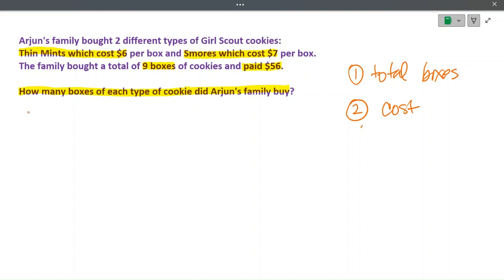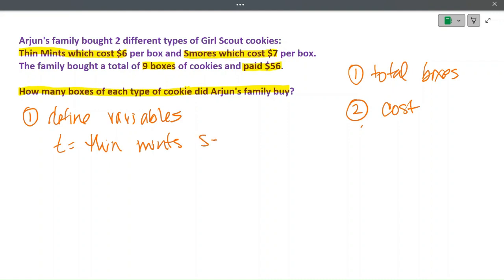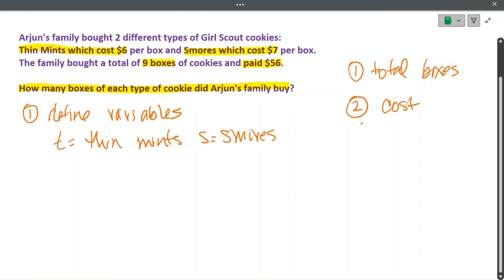So our first step when we are writing equations is we are going to define our variables. Now, some people always love using X and Y. Some people don't. It's a personal preference. It's up to you. I'm going to use T and S. So I'm going to use T to represent Thin Mints, and I'm going to be using S to represent S'mores. If you choose to use different variables, absolutely fine.